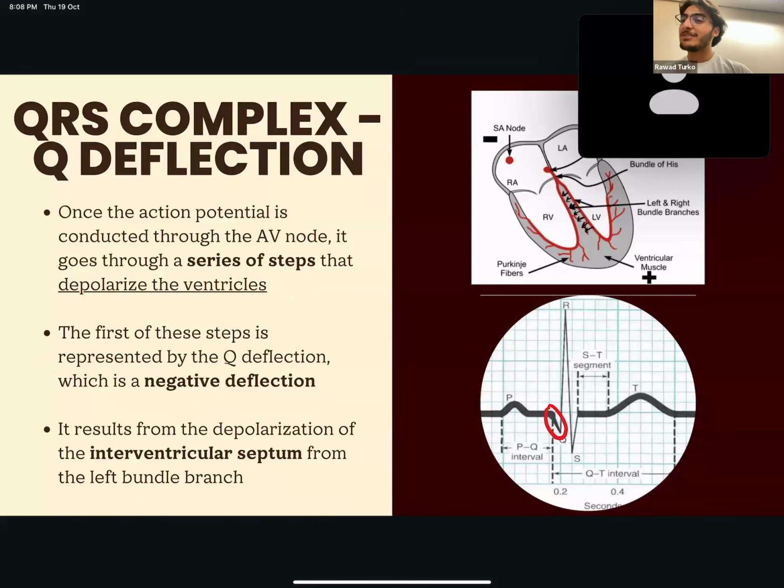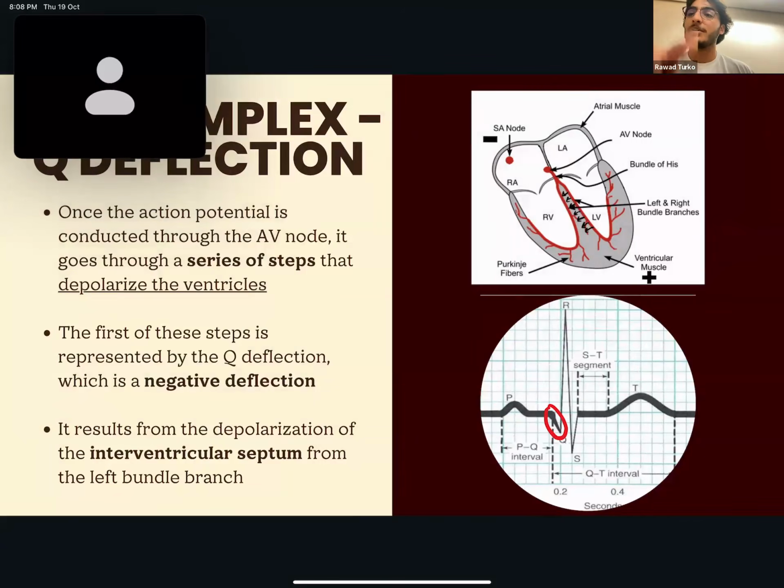Okay, and when we have depolarization or charges coming from the left bundle branches, depolarizing the interventricular septum, if you look at the diagram on the top, they're going to be traveling away from the positive electrode on lead 2, right? And thus they're going to be giving us a small negative deflection. That's because depolarization moving away from the positive electrode is all we care about, and that's going to give us a negative deflection.